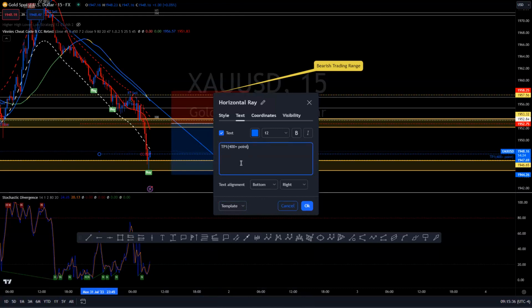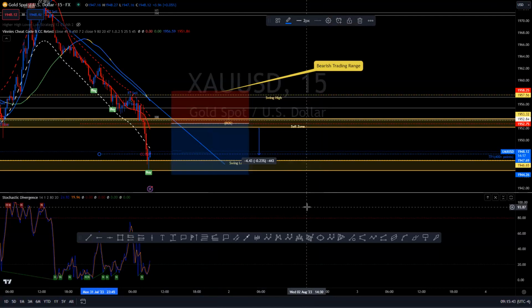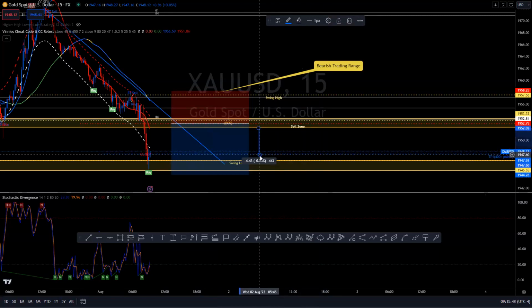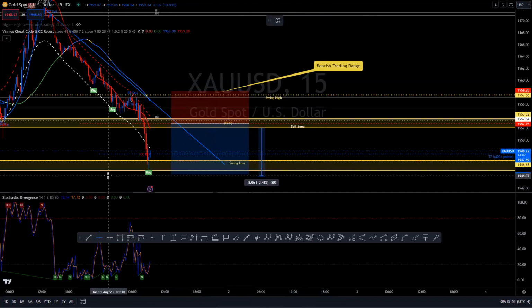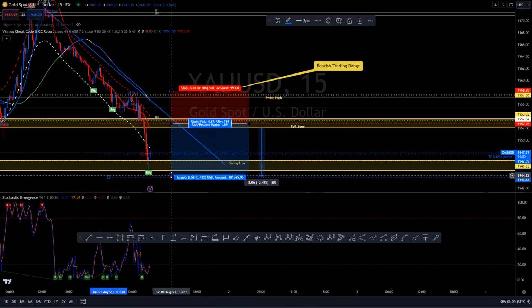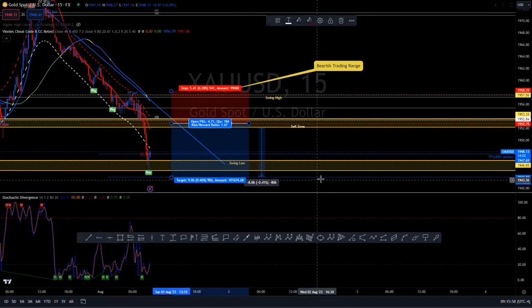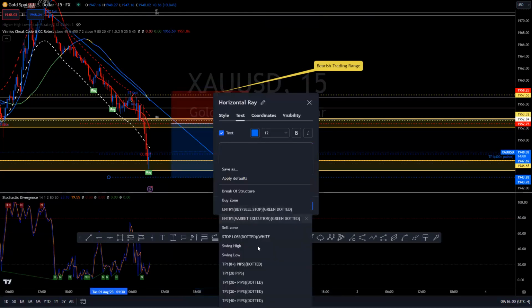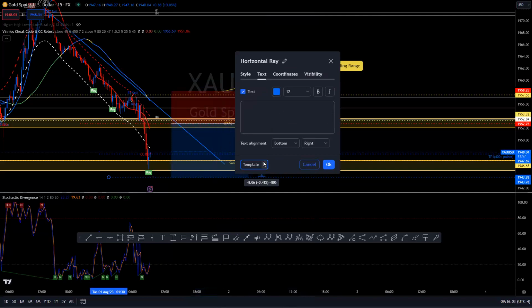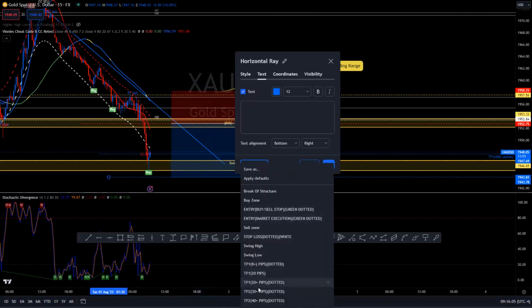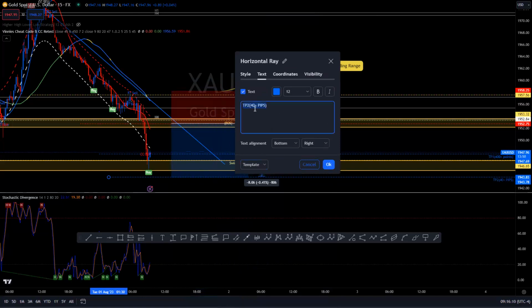Looks like price is buying up now. It's here. And then ultimately get all this liquidity down here. It's going to be TP2 for 800 plus points.